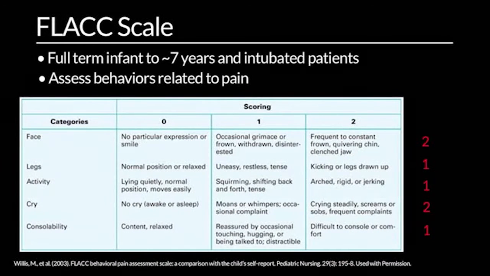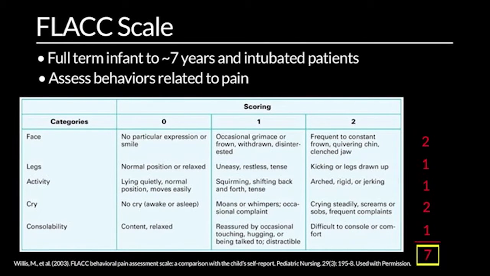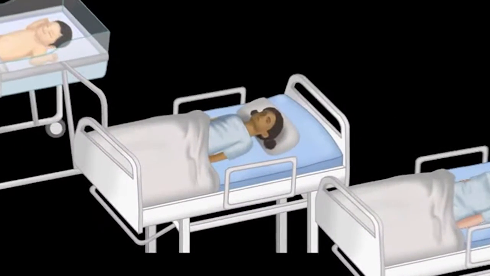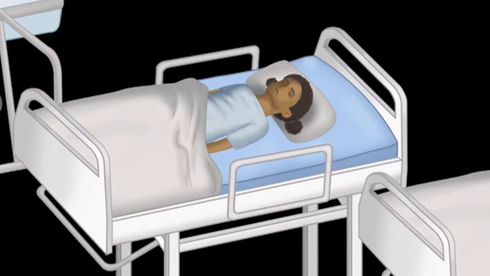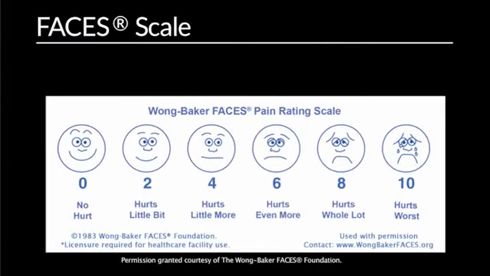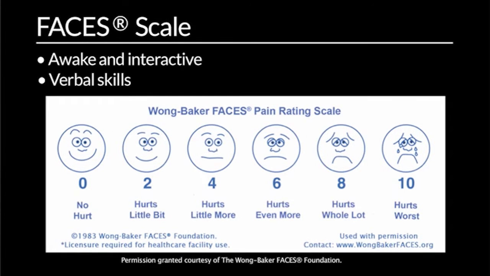And the score of all 5 of those combined will give you the score of 0 to 10 and give you a good idea of how comfortable your baby is. For a little bit older child, usually a preschooler to the early grammar school years, a FACES scale can be used with the child who is awake and interactive and has some verbal skills.